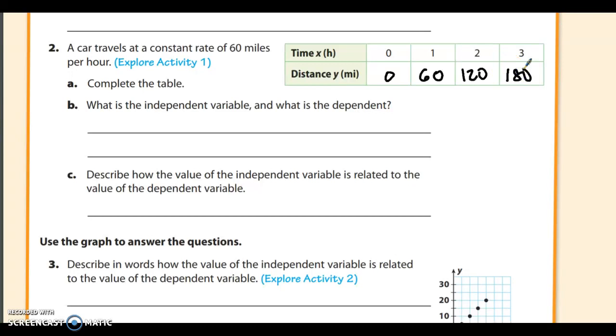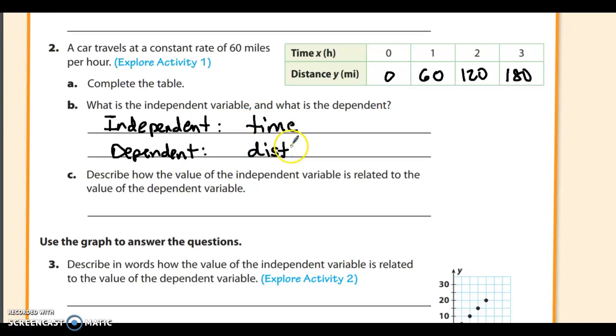At 3 hours, it would be 60 times 3, which is 180. B says, what is the independent variable and what is the dependent variable? It doesn't ask us to explain why, so I'm just going to do a simple answer. The independent variable is time, and the dependent variable is distance. And if it asks why, to explain it, I think that might be C. Let's check out C. It's not.